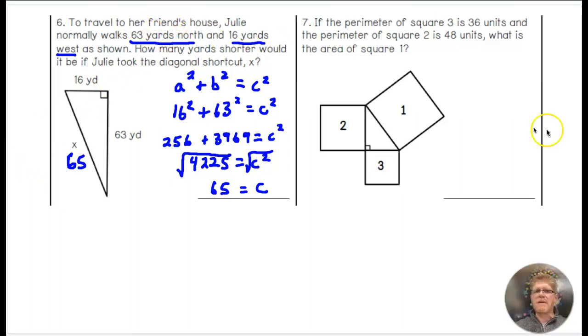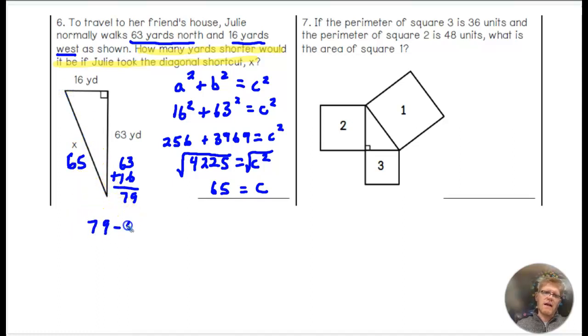It asks me how many yards shorter would it be if Julie took the diagonal shortcut. So how many yards shorter would it be? Well, I have to add these two together first. So normally if I took this route, if I went from here to here and here to here, that would be 16 plus 63. So 63 plus 16 is going to be 79. That'll be 79 feet. But if I go from here to here instead, I'm only going to travel 65 feet.